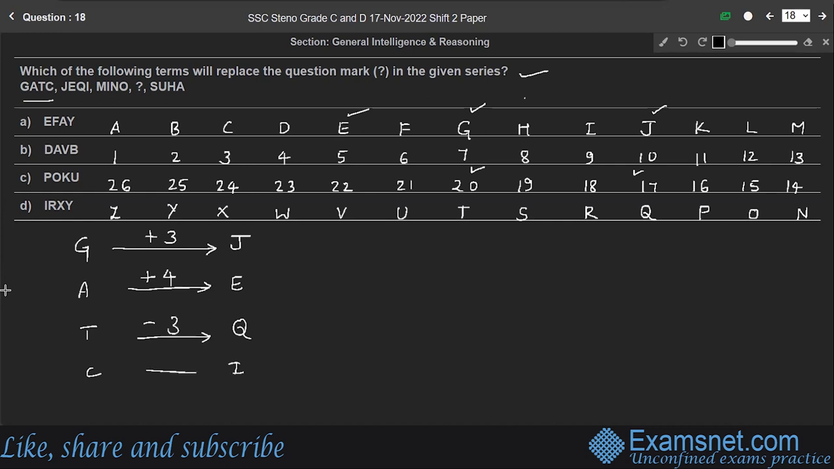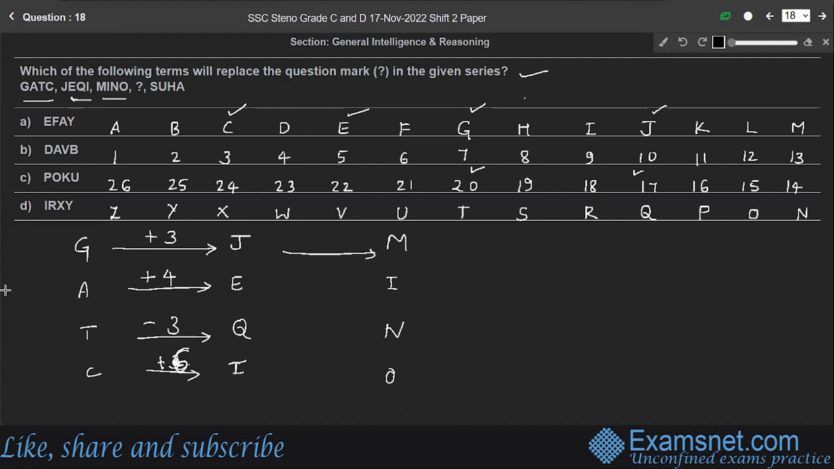And for C and I, C is 3, I is 9. So C plus 6 is I. Now we'll consider the third cluster, M-I-N-O, applying the same rule.